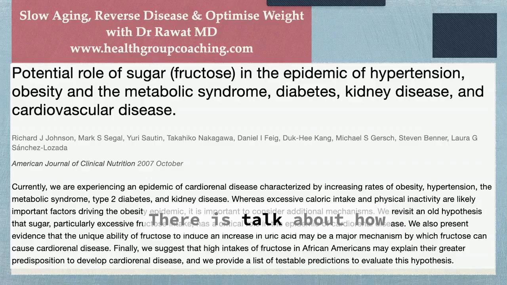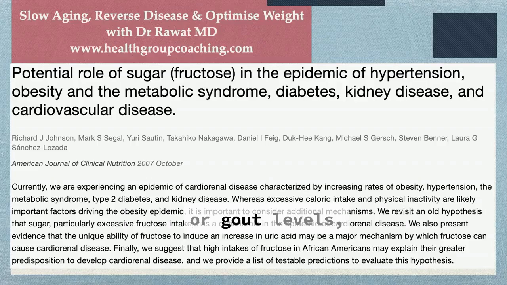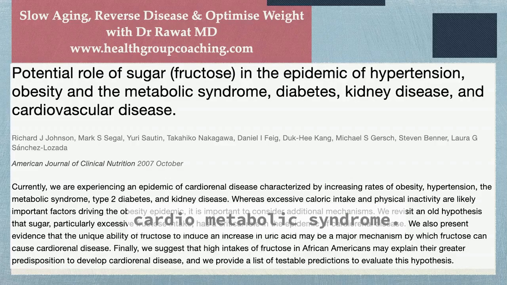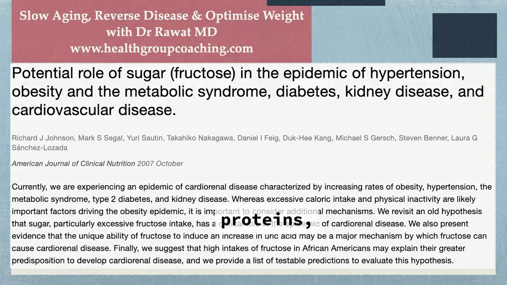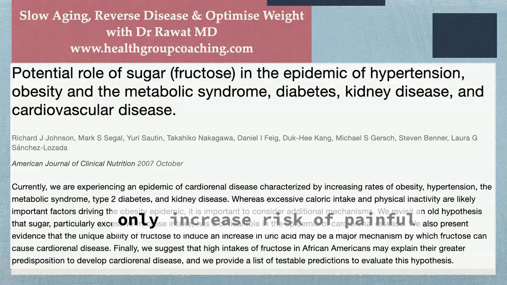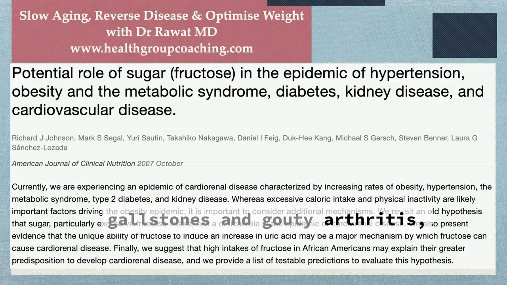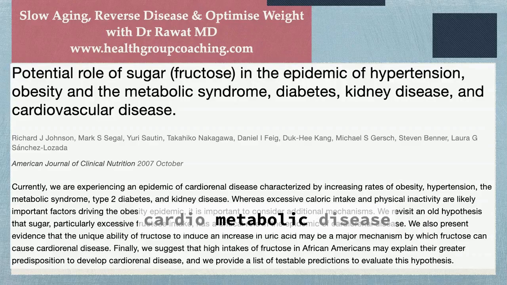In this review article, there is talk about how excessive intake of refined processed fructose can also increase uric acid or gout levels, which can also increase risk of cardiometabolic syndrome. Of course, other factors which can increase gout levels or uric acid levels include being obese, eating excessive mammalian proteins, as well as being dehydrated or not having enough of a fluid intake in the context of a genetic predilection to excreting less uric acid as well. It is important to point out that chronic increased uric acid levels in the bloodstream not only increase risk of painful conditions like kidney stones, gallstones, and gouty arthritis, but are also a risk factor for cardiometabolic disease later in life.